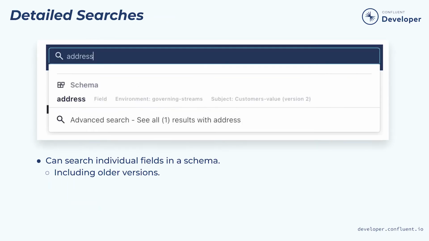But we can do more than just search for a schema. We can even search within the schema for a specific field. For example, we could search for the address and it would show us that the customer's value schema contains that field. These searches even include older versions of the schema.